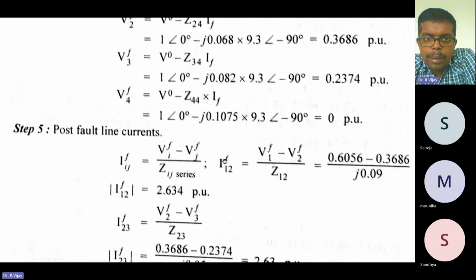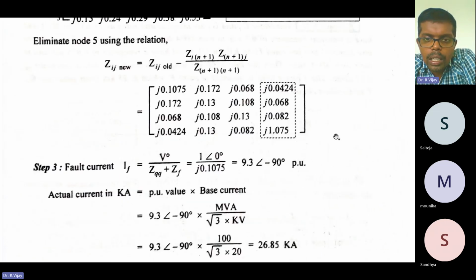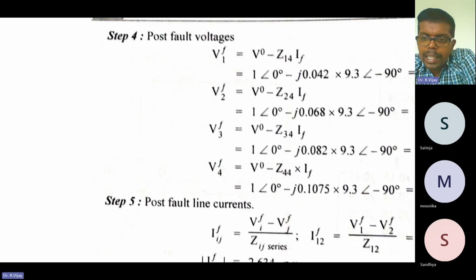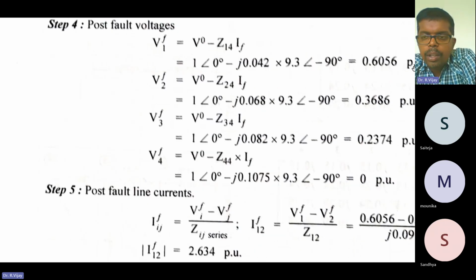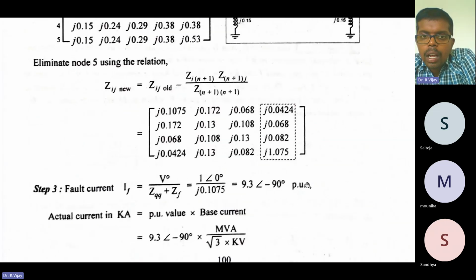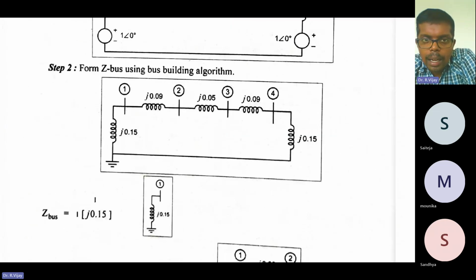Sometimes they will ask only the fault current in the 5-mark question, up to the fault current. In that case you can stop up to here. Sometimes they may ask for the post-fault voltage and post-fault line current also, and there you need to calculate them. So this is the 10-mark question, and in that you need to formulate this matrix also by using the Z-bus algorithm.